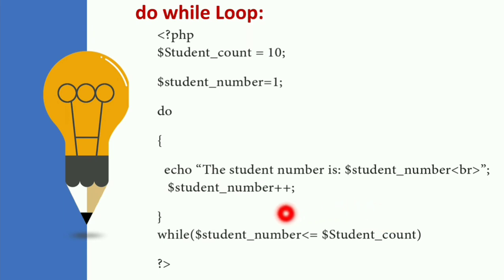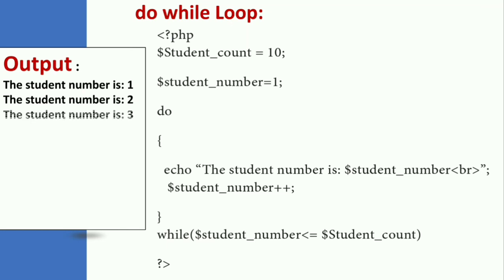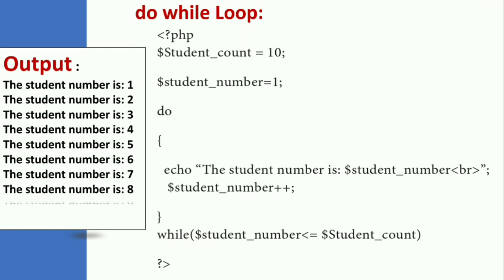So substitute the values in this condition. Student number is 1, less than or equal to student count is 10. So 1 less than or equal to 10. So total 10 times this particular line should be executed. Let's see the output. The student number at the very first, the initial value, is 1. So the student number is 1. This line is printed and it works up to 10. And the 11th time it will be false.